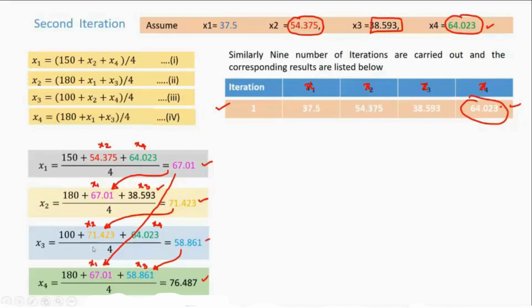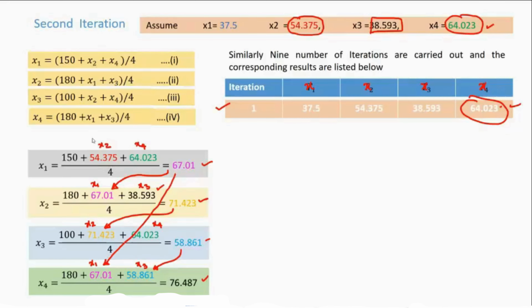And also you can refer to the color combination. Pink color represents the recent values, green color is from the previous iteration, and blue color also represents the recent value. Based on the color combination also you will get the idea, and I have also represented it with arrows. So this is the logic involved in the Gauss-Seidel method. It's a very simple method, but here you have to perform n number of iterations.